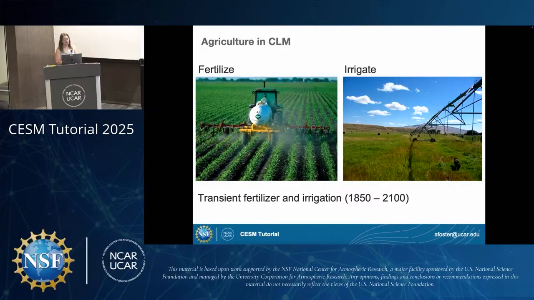And then, yeah, on top of that, we include management like fertilizer and irrigation. And this is really important for the carbon cycle.